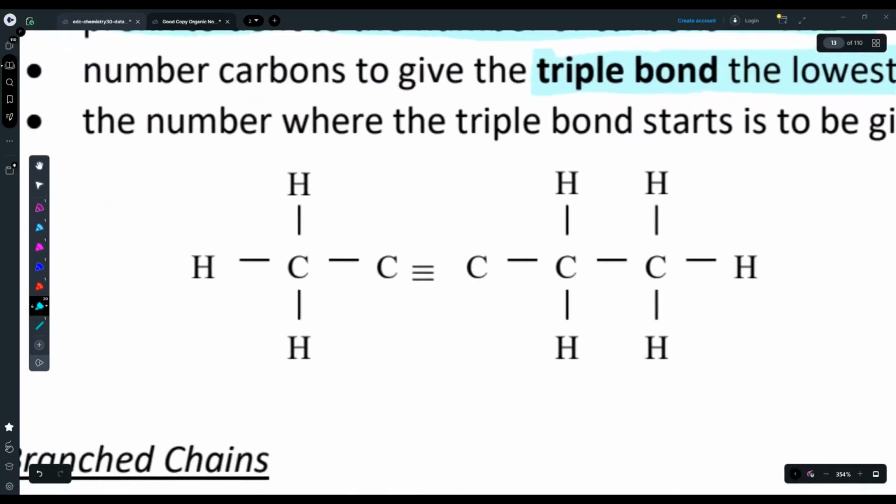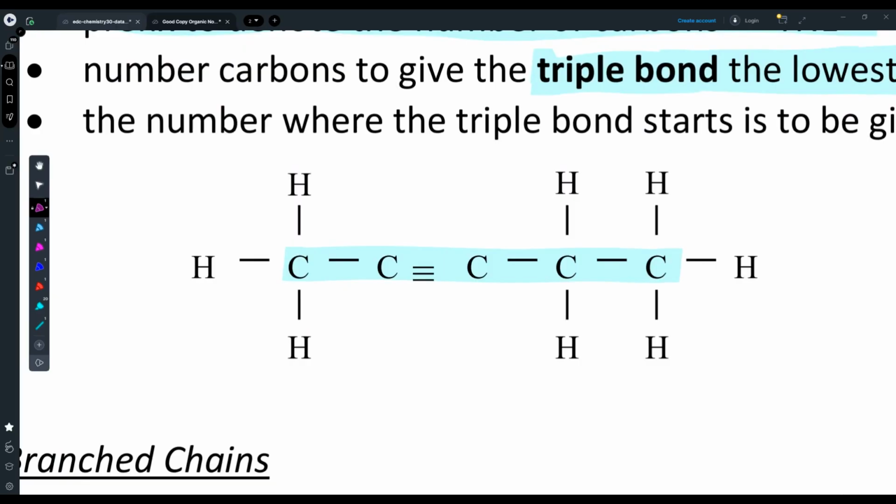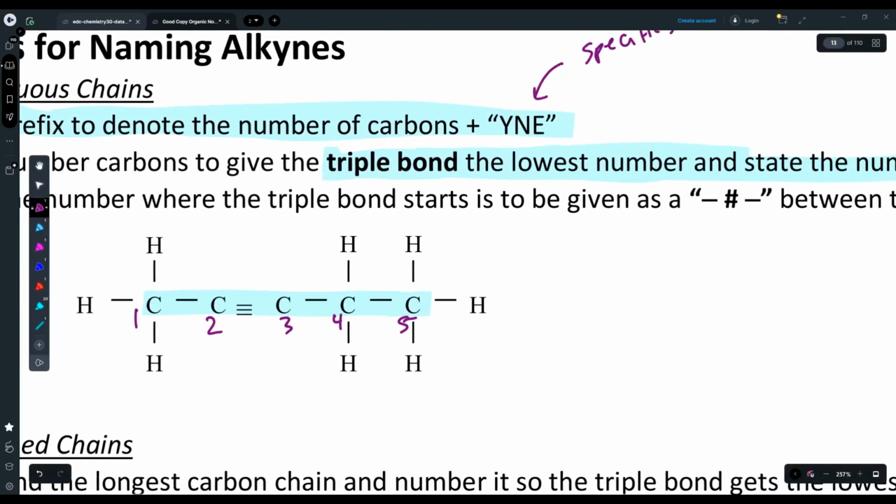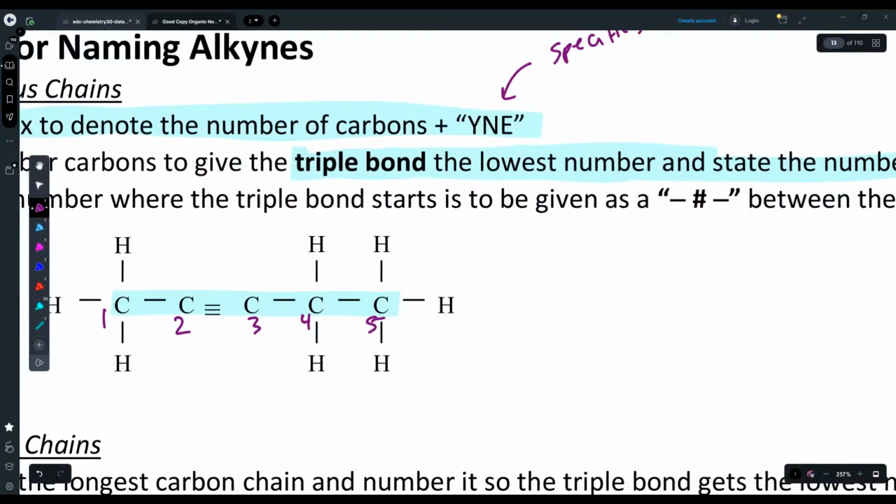So if we look at this, here's my parent chain. I'm going to number this from left to right because that's what's going to give my triple bond the lowest possible number. There are 5 carbons in this parent chain, so I'm going to say pent. And then I want to specify that the triple bond starts at carbon 2, so I'm going to go -2-yne. Done.